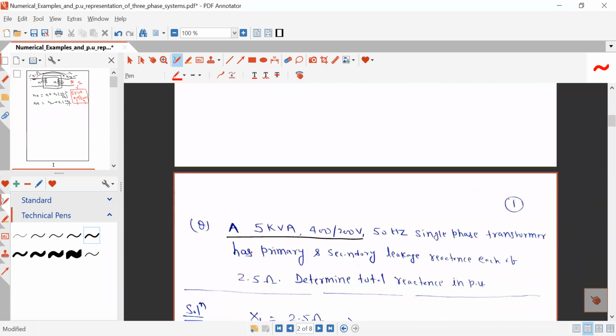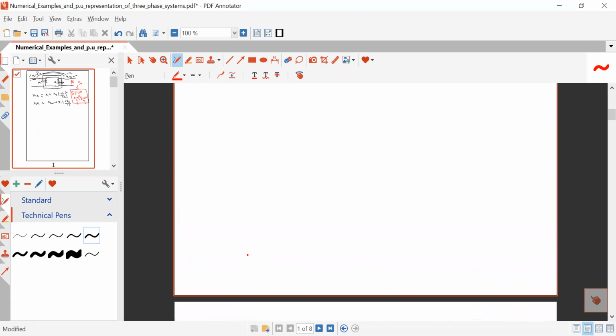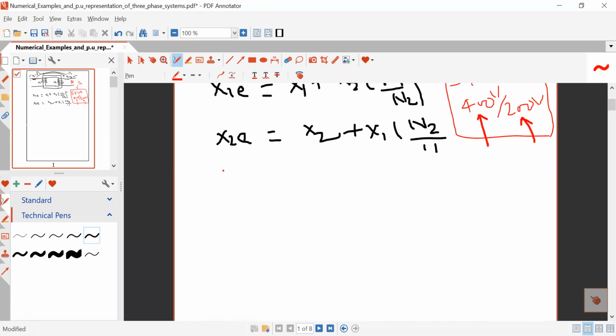Now this is the transformer and its primary and secondary reactance value is given. X1 is given and X2 is given, and X1 and X2 are both equal. X1 is 2.5 ohm and X2 is 2.5 ohm. It is given in the problem.